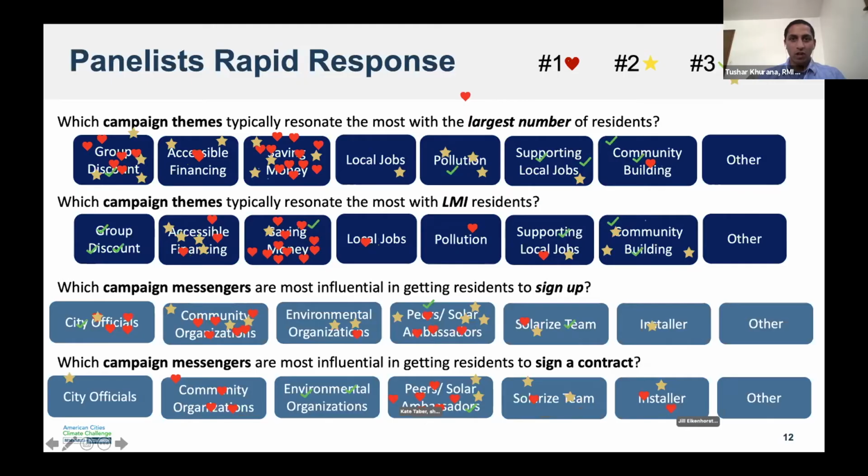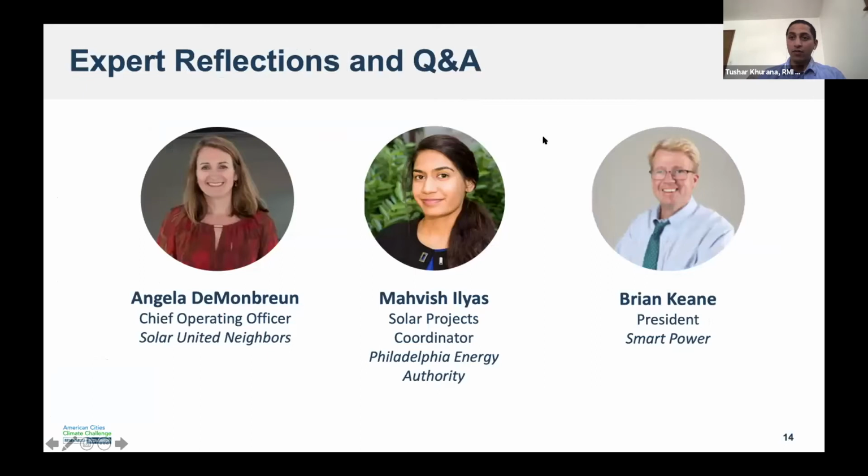Let's pivot over. So now we'll move into our expert panel. We're actually going to have two panels today, but in the first one that I'll be hosting, we're going to have Angela de Monbrun on the panel, who's Chief Operating Officer at Solar United Neighbors. We'll hear from Mavish Ilyas, who's Solar Projects Coordinator at Philadelphia Energy Authority, and Brian Keene, who's President at Smart Power. So I am going to stop sharing and we can start our panel.